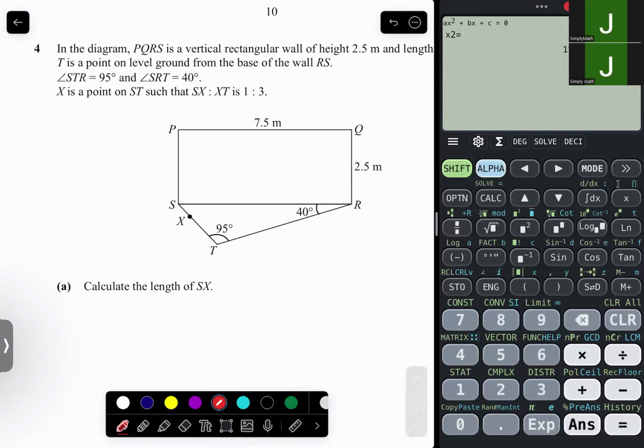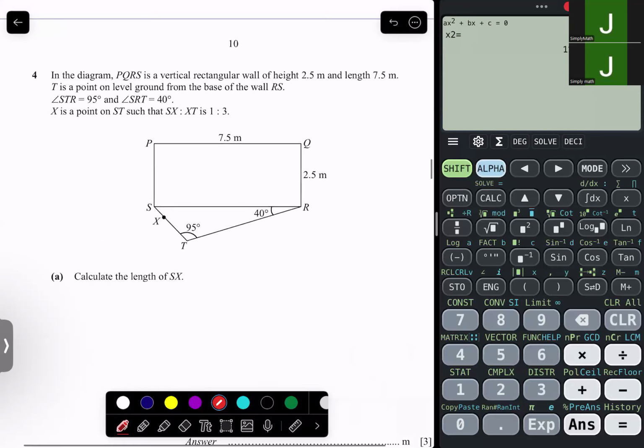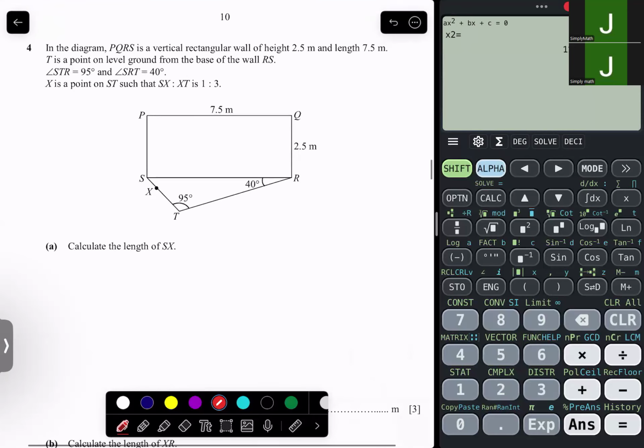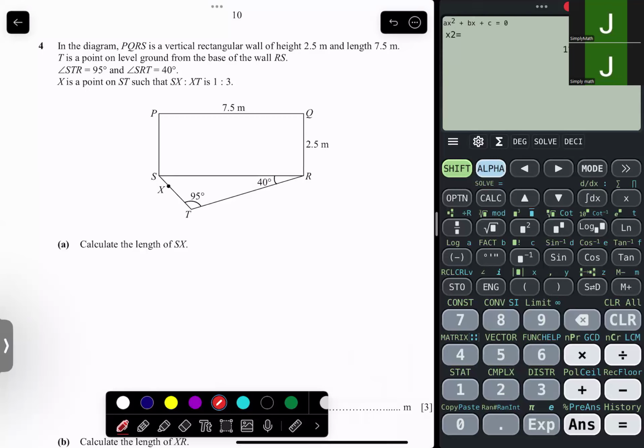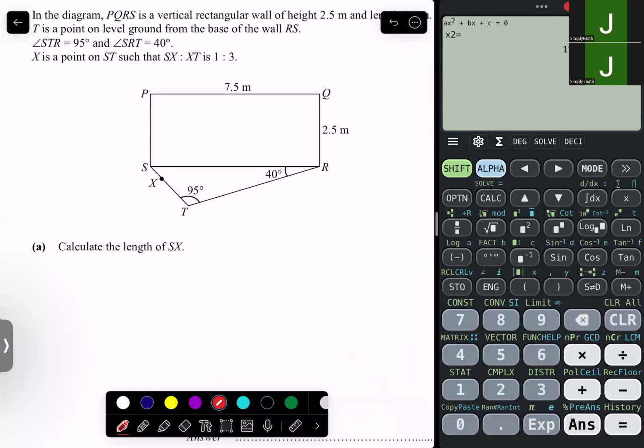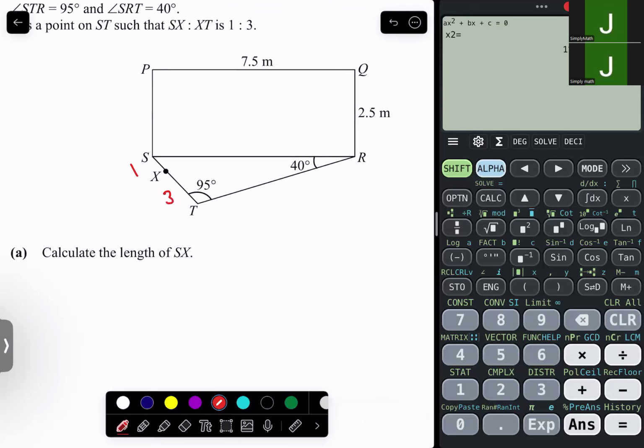Question 4. In the diagram, PQRS is a vertical rectangle wall of height 2.5 meters and length 7.5 meters. T is a point on level ground from the base of the wall, RS. STR is 95 degrees, SRT is 40 degrees, such that SX to XT is 1 to 3. So here SX and ST is 1 to 3. Just record that down.